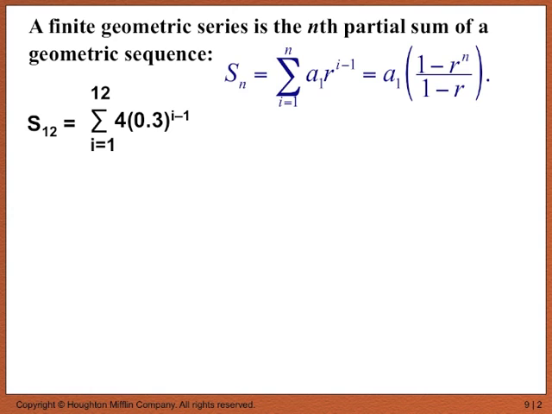All right, so let's look at this example. This example is the 12th partial sum of the geometric sequence 4 times 0.3 to the i minus 1 power. 4 being our a sub 1, 0.3 being our common ratio, r, and i minus 1. So this 12th partial sum is an example of a finite geometric series.